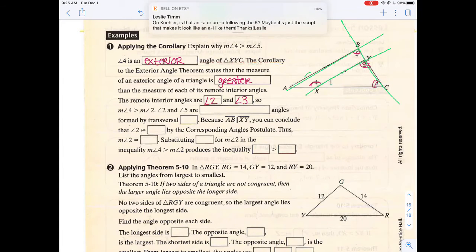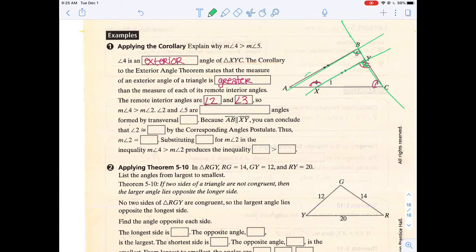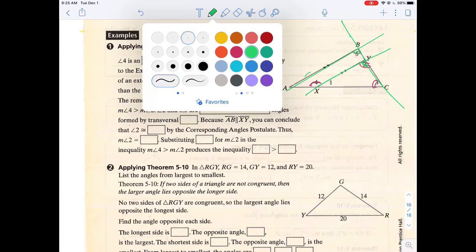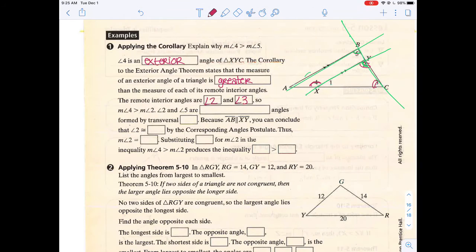And they're cut by the transversal BC. So these are actually corresponding because they're in the same spot on an X. Right? So angle 2 and angle 5 are corresponding angles formed by the transversal BC.